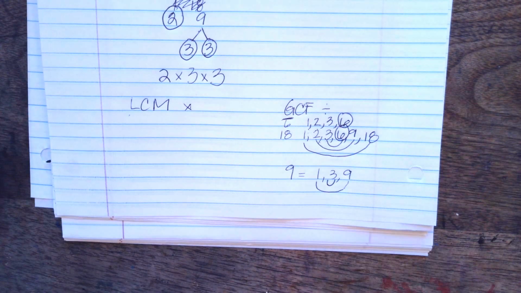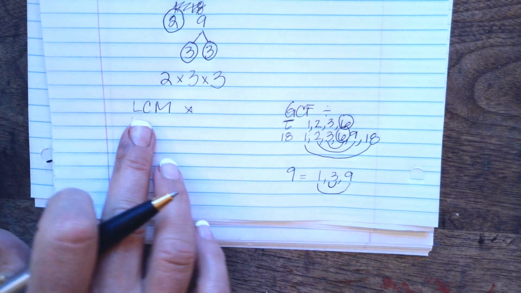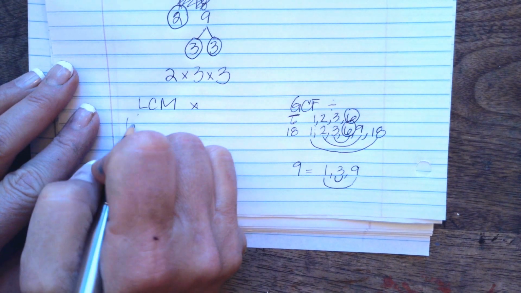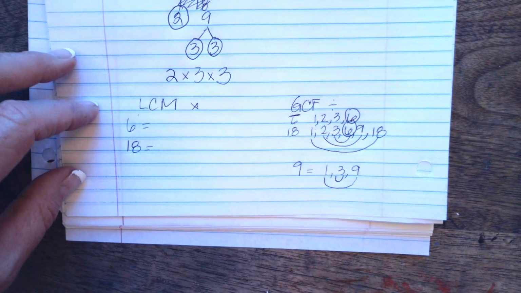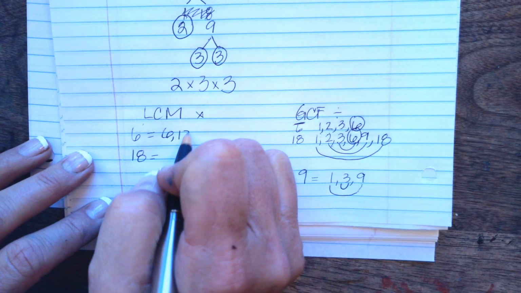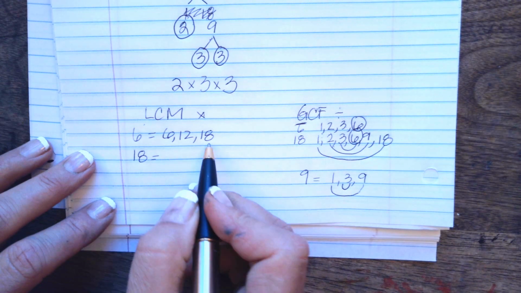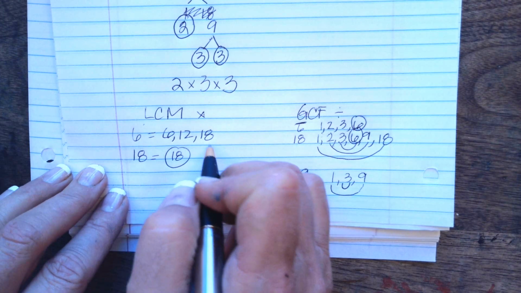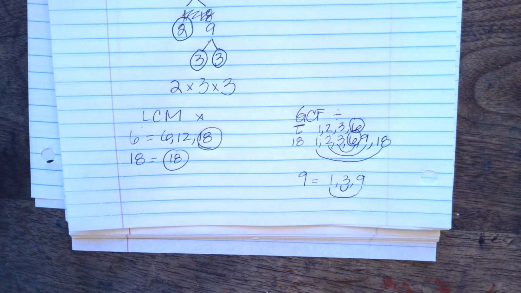So the opposite is the least common multiple. You're going to be multiplying up. So if we were to find the least common multiple of 6 and 18, we're going to do the opposite. Instead of dividing down and finding the factors, we're going to be multiplying up or counting up by 6 and 18. So I'm going to start counting up, and then look at what I see. Oh, there it is. The least common multiple of 6 and 18 is 18. So I circle it, and that is my least common multiple.